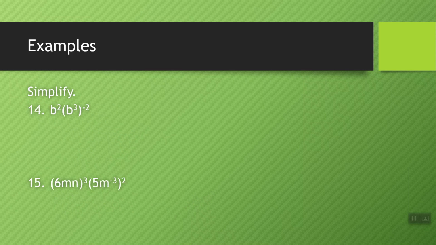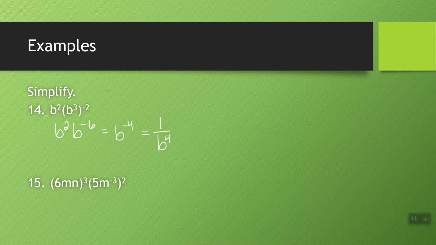Couple more examples here. B squared times b to the 3rd to the negative 2nd. Remember that exponents only apply to what they're immediately attached to. So this negative 2 only applies to the b to the 3rd. So this is b squared times b to the negative 6. My rules say to add these together. That's b to the negative 4th. And now I need to write 1 over b to the 4th to clean up the negative exponent.